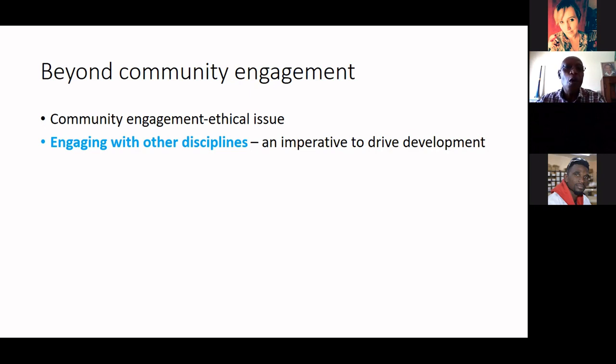I think we have to go beyond community engagement by engaging other disciplines who are also involved in development. And that way, I think the issue of a discipline under siege, the issue of a discipline which may be considered to be irrelevant, would be a thing of the past. Back to you, Tatenda. Thank you very much.